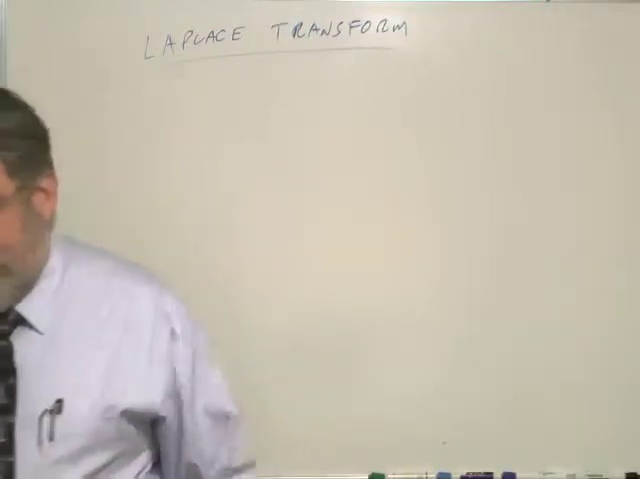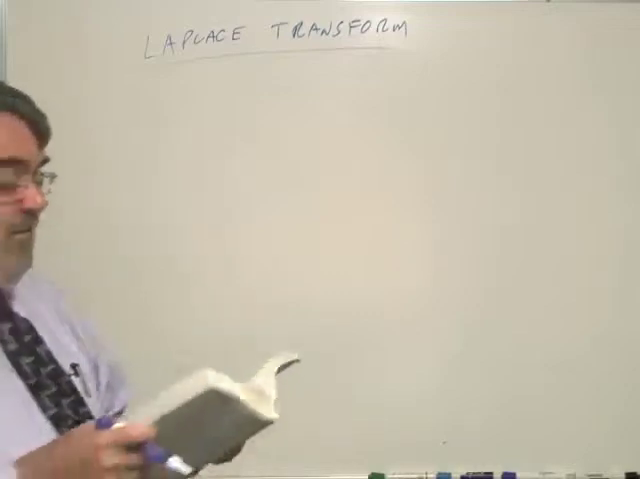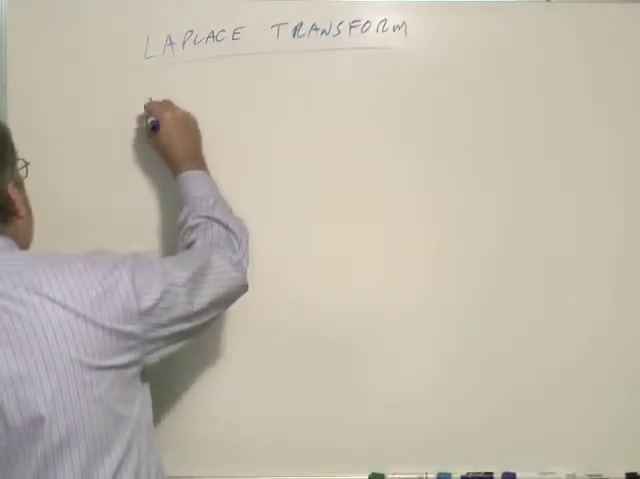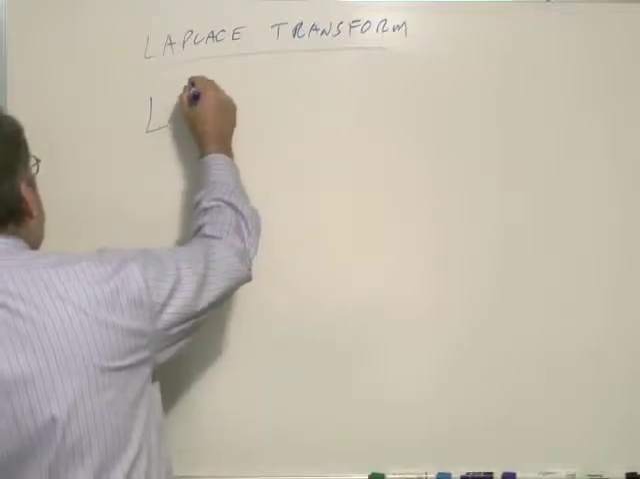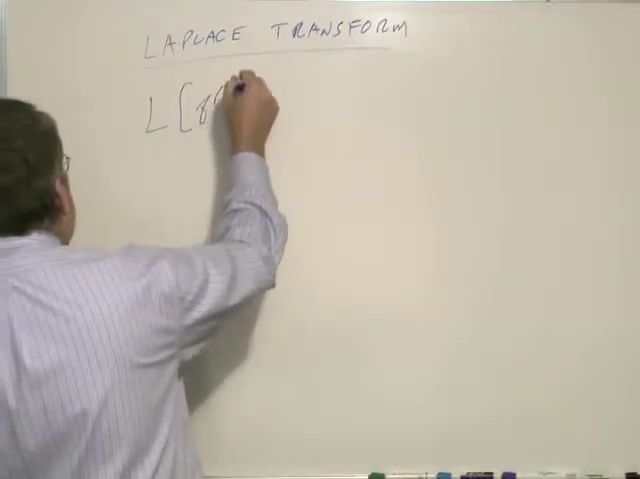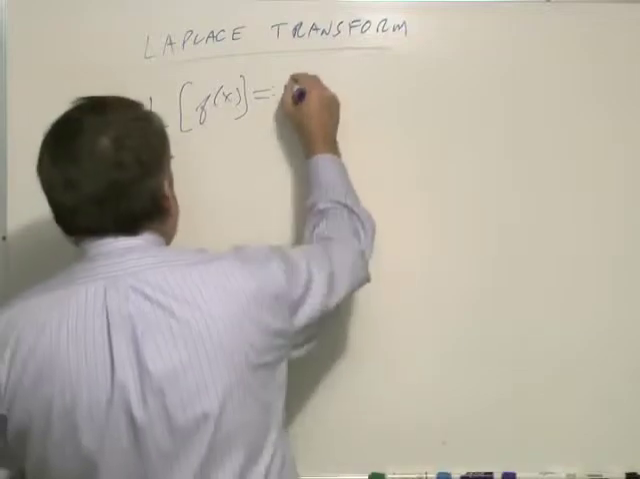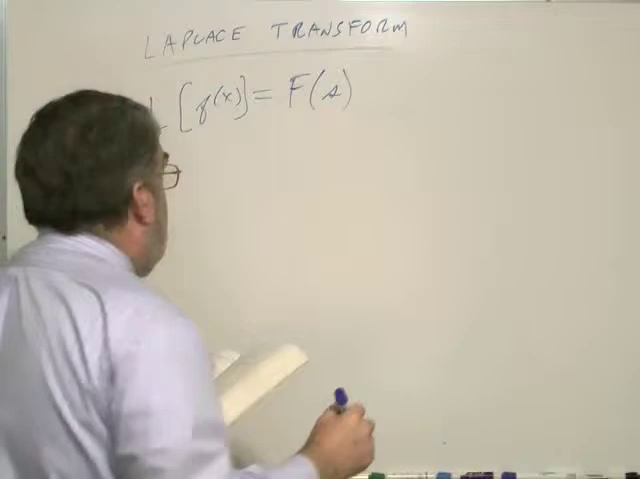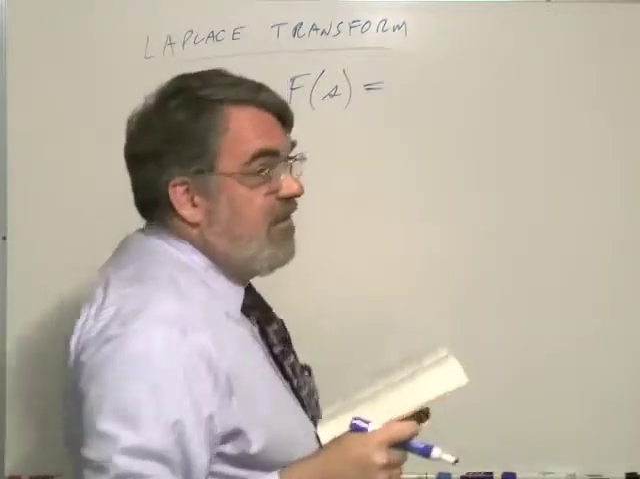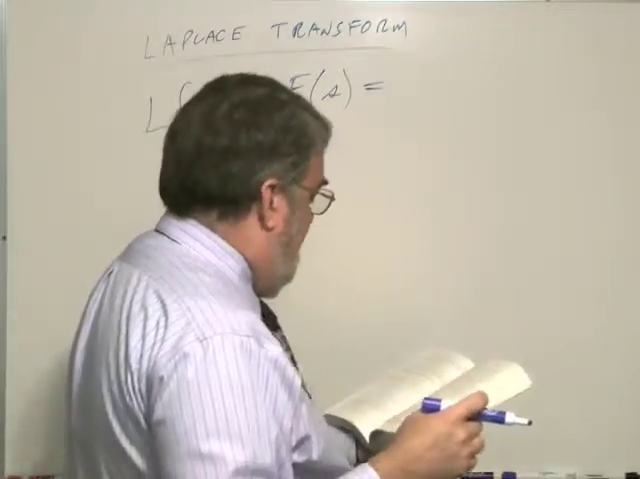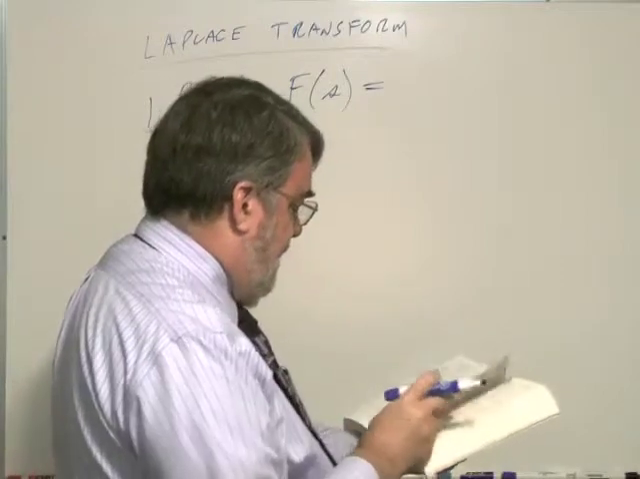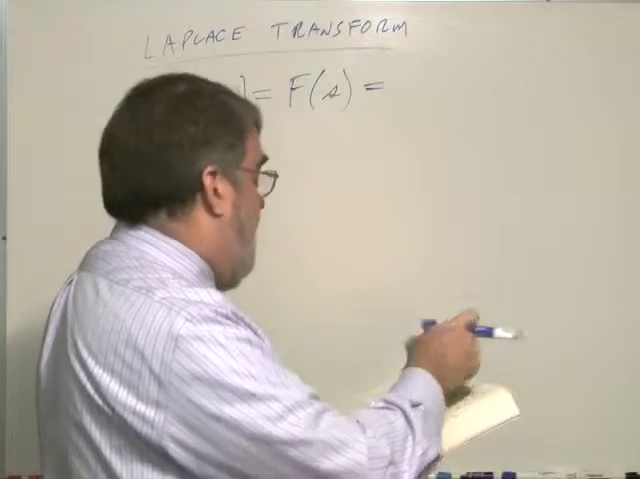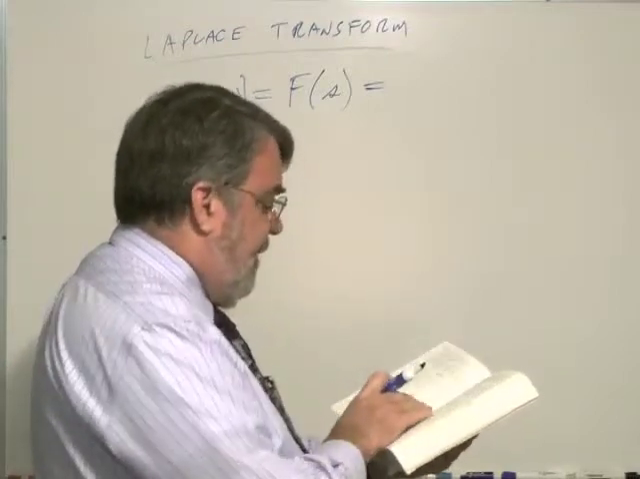The Laplace transform, and I want to make sure I get it right, so I'm going to look at my book. And it's defined to be this way. L operating on f of x is equal to capital F of little s. I don't know if the s comes from Simon Laplace. I may find out if I look him up, but that's where I figured the s probably came from.